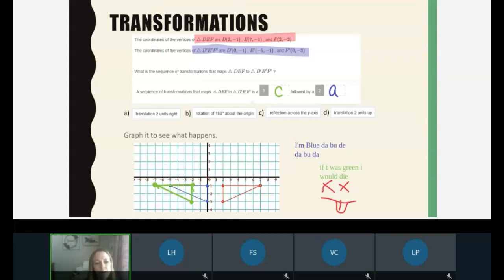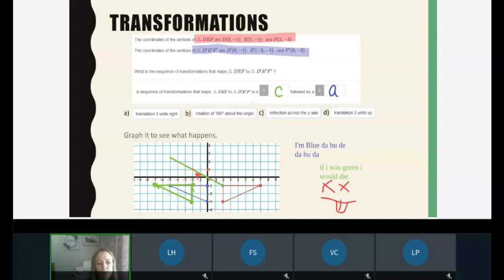Let's see. Just for reminding ourselves what rotation of 180 is, if we connect green, if we connect this point through the origin and extend our line straight out, that point would end up right here. And then if we did A and brought it two to the right, it would end up there.